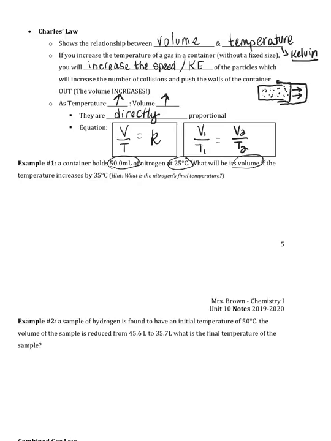So we have another volume mentioned. And if the temperature increases by 35 degrees Celsius. So that's a little tricky there because it says it increases by 35 degrees Celsius. So let's make our table. Our V1 is 50 milliliters. T1 is 25 degrees Celsius. That means we're at 298 K. Apologize there.